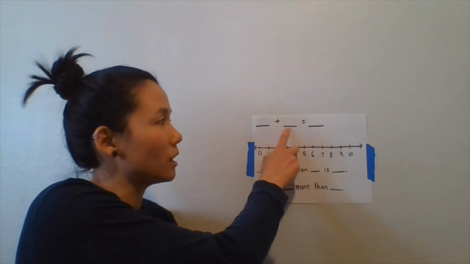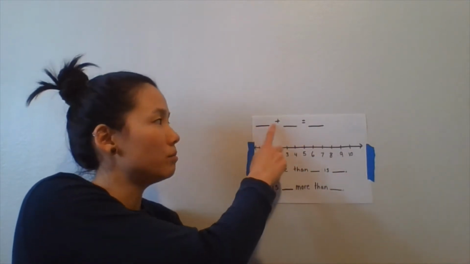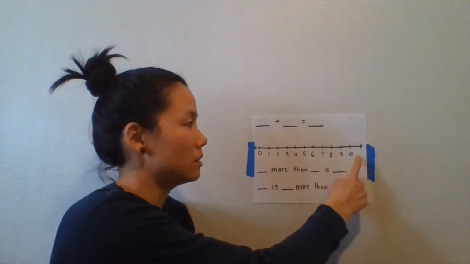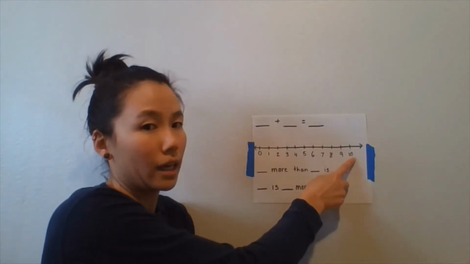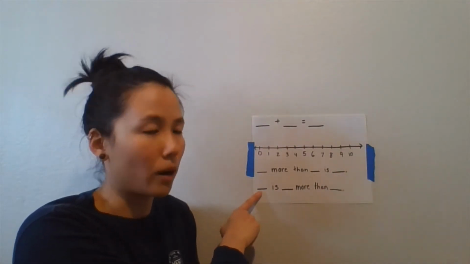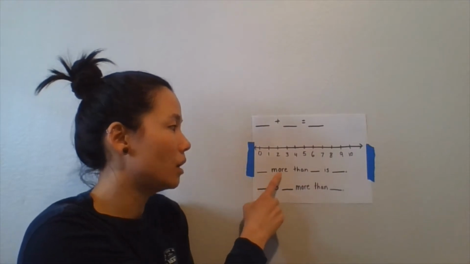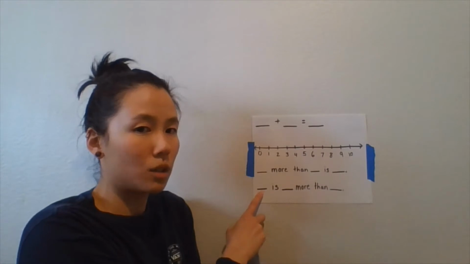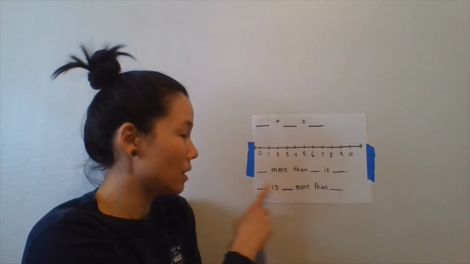It should have a blank number sentence line, so blank plus blank equals blank, a number line from 0 up to 10, and then these two sentences that we're going to learn more about today at the bottom. The first one should say blank more than blank is blank and the second one should say blank is more than blank. So a lot of blanks, and it might be pretty confusing right now, but we're going to talk about it and hopefully it'll make sense at the end.